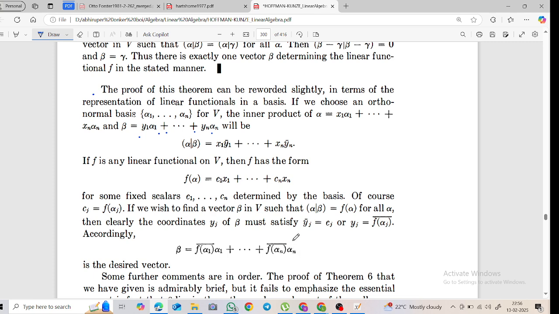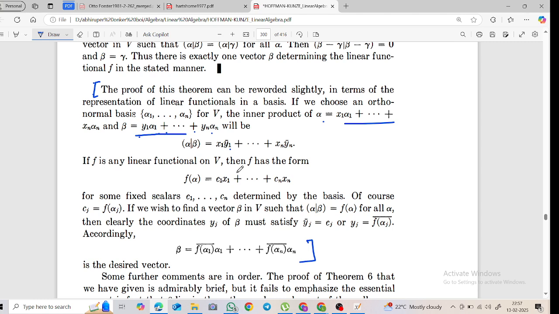Yes, this is something I was talking about. Look at this thing. Suppose we want to find the vector. For any alpha you write this, and suppose beta is this. Now you are willing to find the yi's, the coefficients of beta. So what is alpha inner product beta? That is x1 y1 bar, right?